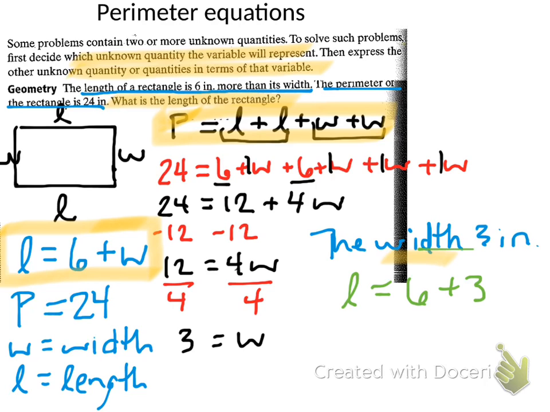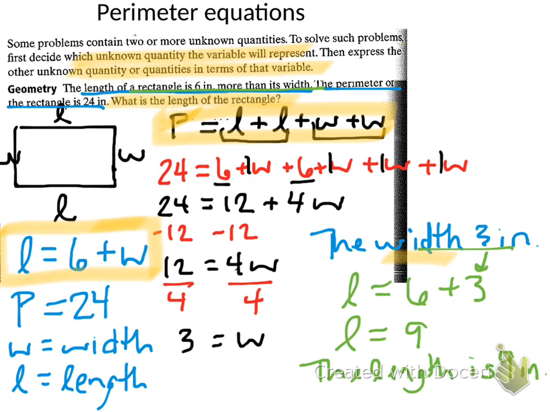3 being the width. That's what we substituted in instead of W. And 6 because it's 6 more than its width. So the length then is 9. The length is 9 inches. Nice job, guys.